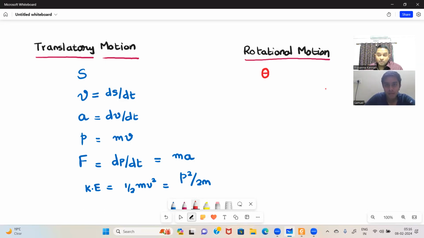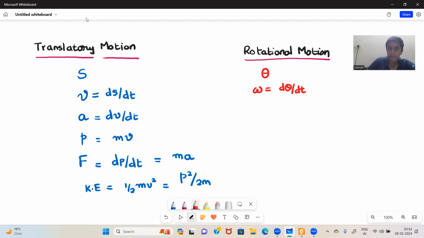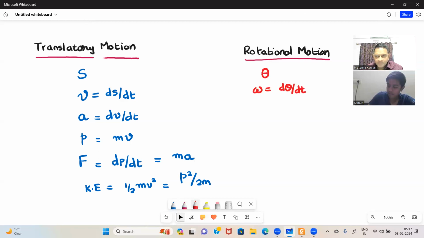So velocities are different, but what is the same? Angular velocity is the same. What is angular velocity? Omega, which is d theta by dt. That is the same. That's why we talk in terms of angular velocity, or another name for this is angular frequency. Is it clear, Samuel? Yes, sir.